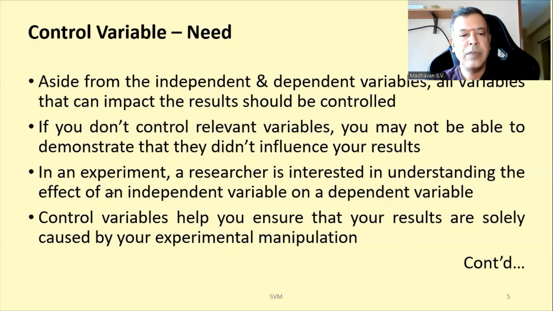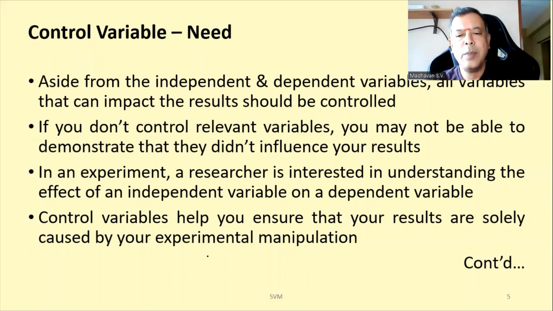In an experiment, a researcher is interested in understanding the effect of an independent variable on a dependent variable. That is the objective for any researcher. He tries to understand the effect of the independent variable on the dependent variable. He tries to find out a cause and effect possibility between these two.